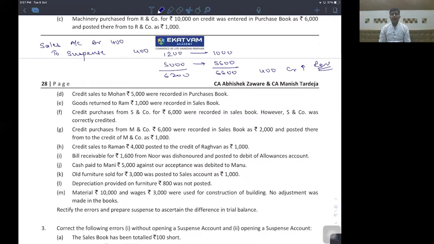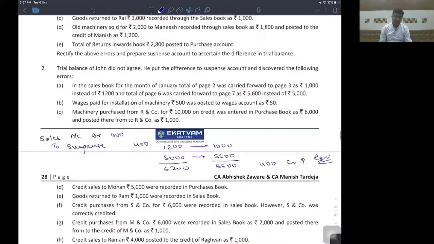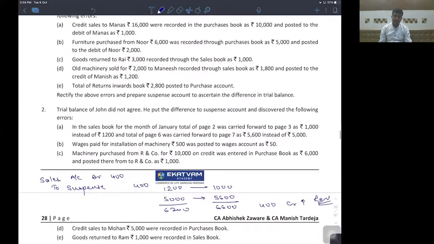Machinery purchased from R and Company for rupees 10,000 on credit was entered in purchase book as 6,000 and posted therefrom to R and Company at 1,000. You purchased machinery; this is a similar kind of transaction to what we did here, the credit sales or furniture purchase transaction, where the amount was doubled.